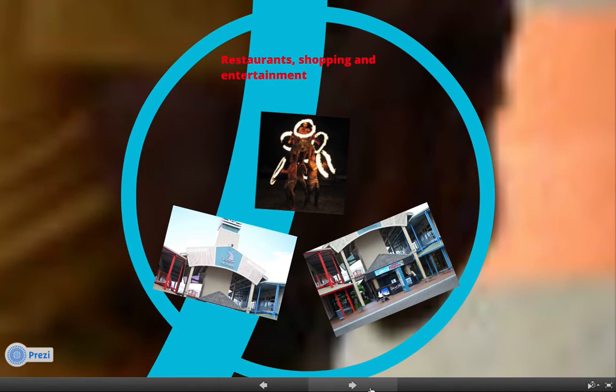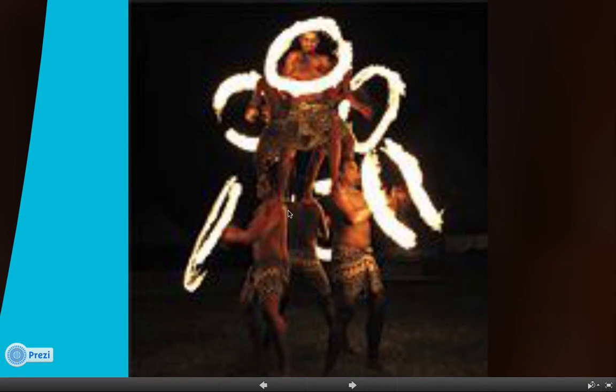Next, I'd like to talk about the second segment of amenities, which is restaurants, shopping, and entertainment. Here we have some photos of Port Denarau and the very famous fire dancing ceremony that happens at the Shangri-La every week.